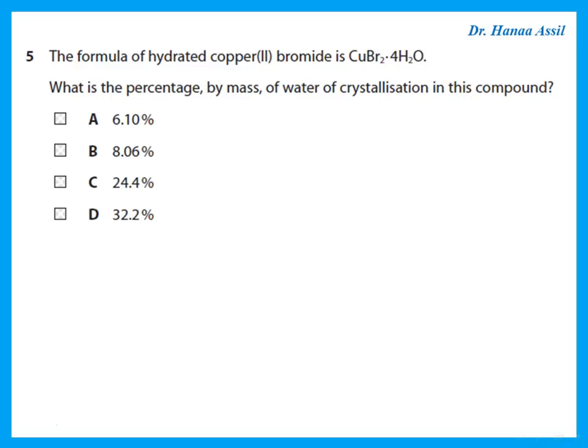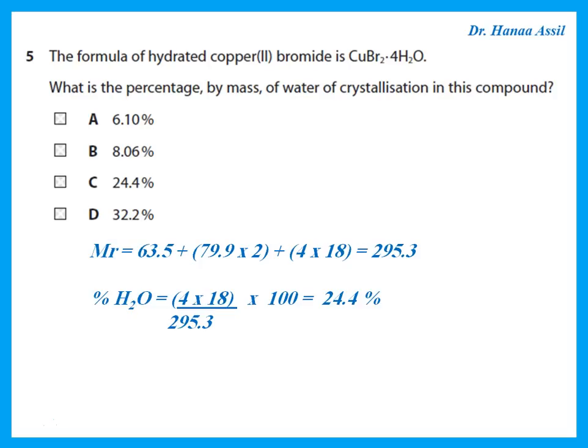The formula of hydrated copper 2 bromide is this. What is the percentage by mass of water of crystallization in this compound? Okay, in order to get the percentage by mass, I have to get the overall MR for it. So that is mass of copper plus 2 bromines plus 4 of the water, and the overall MR is this. Now he wants the percentage of water of crystallization. How much water do I have in this? I have 4 times 18 over the total times 100. This gives me my percent water of crystallization.